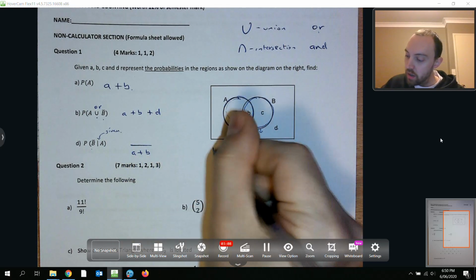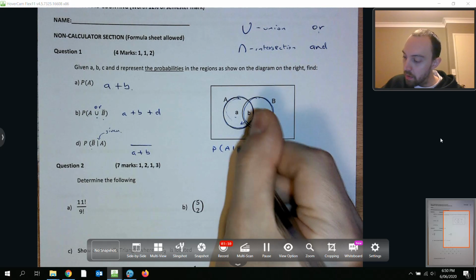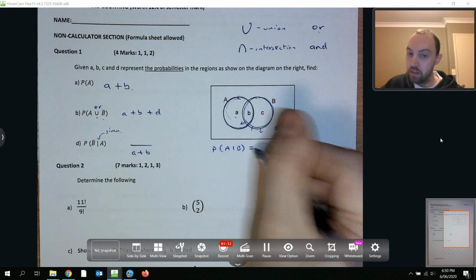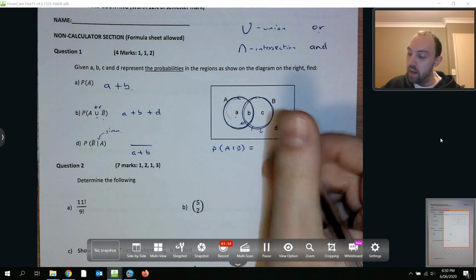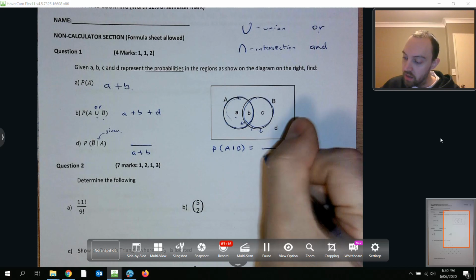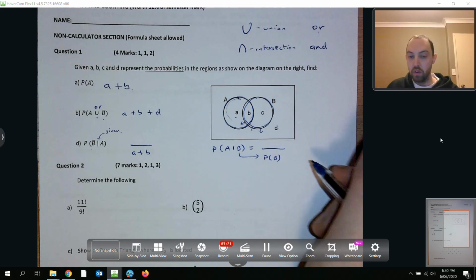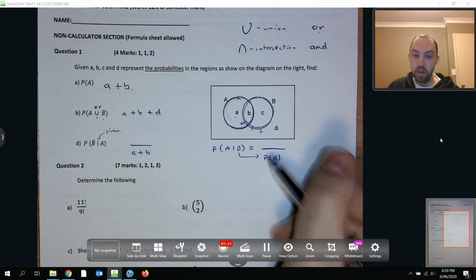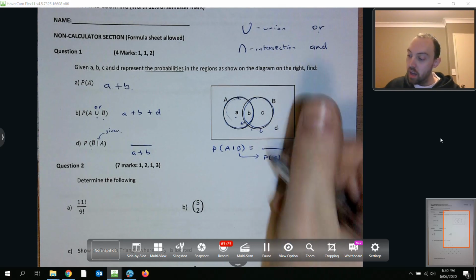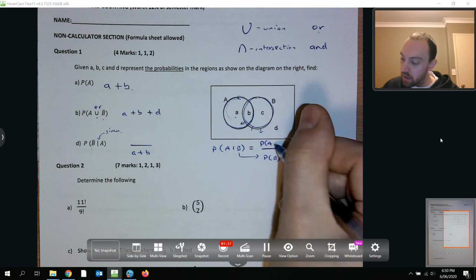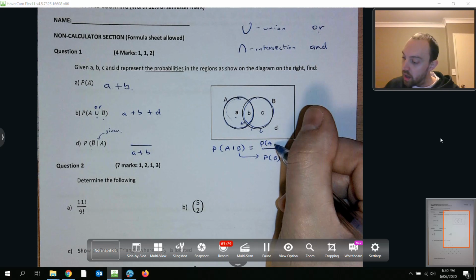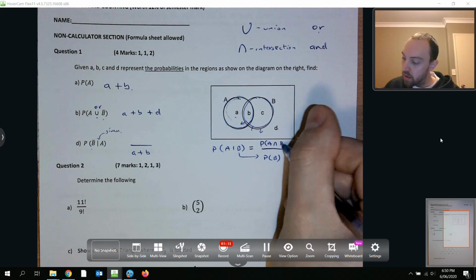Alright, just a recap on our given probabilities. If you have probability of A given B, then it is the probability of B on the bottom, and I always put this little arrow here because the total becomes the bottom part here, and then both things have got to be occurring here, A and B.